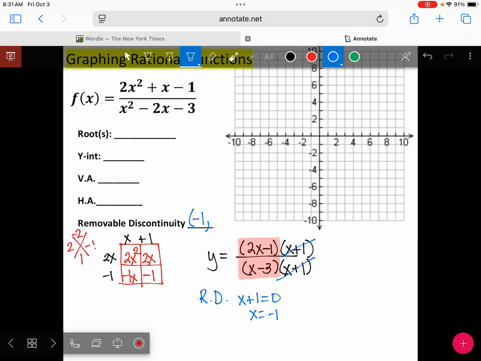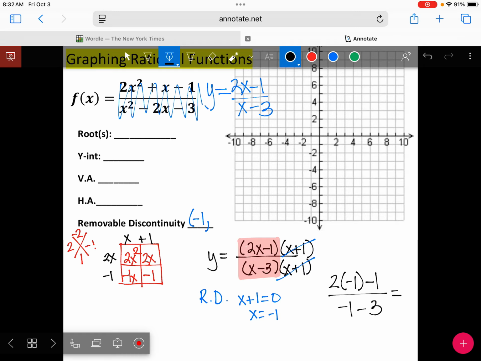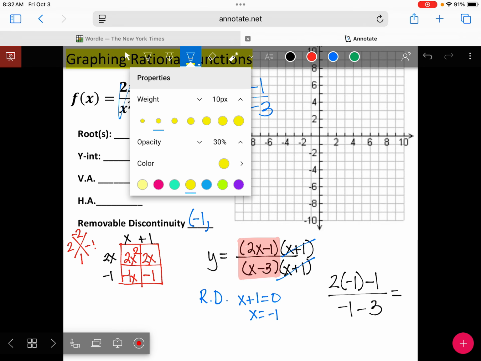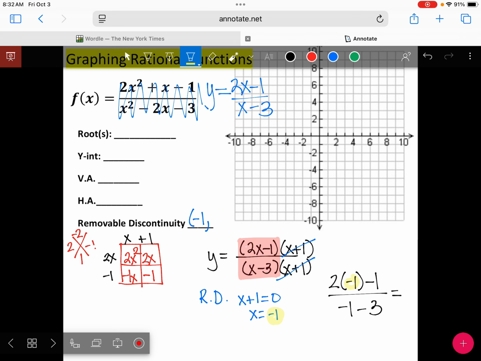I'm going to write it at the top too. Everything is based off y equals 2x minus 1 over x minus 3. All right, so we're not using this. When you take that -1 and substitute it in, that'll be 2 times -1 minus 1 over -1 minus 3. Go ahead and see what you get. What I just did was I took the -1 that I got and substituted it into the equation that I had left.